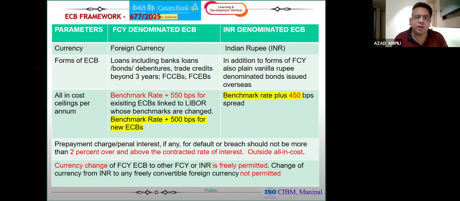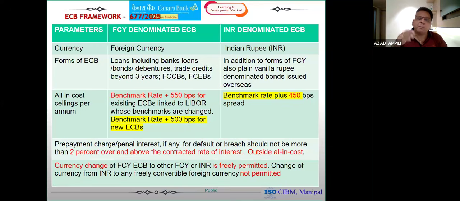Now, here I stopped. What is the all-in cost for external commercial bonds? See, external commercial borrowings can be done in foreign currency as well as in Indian rupee also. In some interview, they have asked this question. External commercial borrowings will be in foreign currency only. Answer is it can be in foreign currency, it can be Indian rupee also.